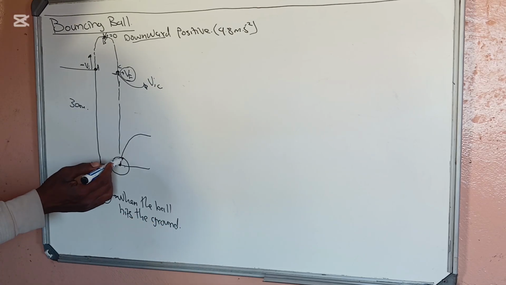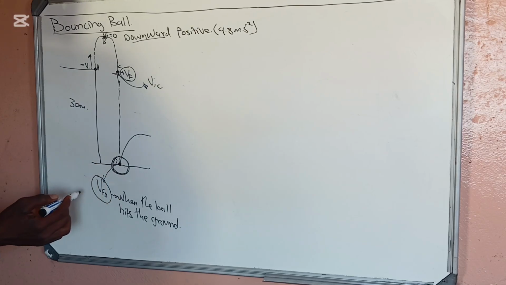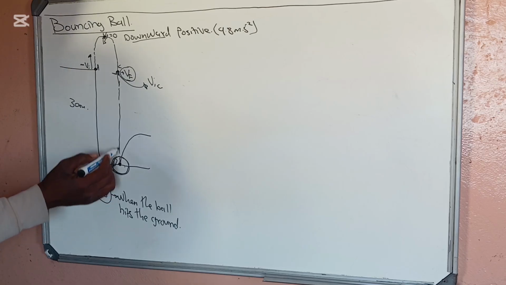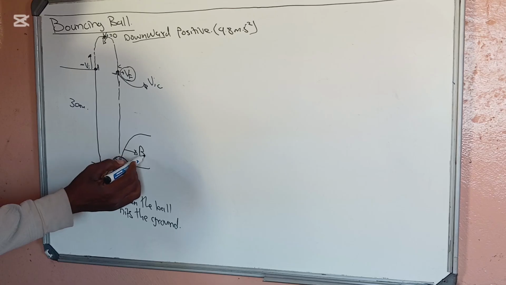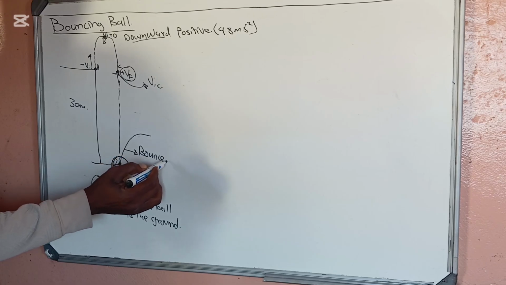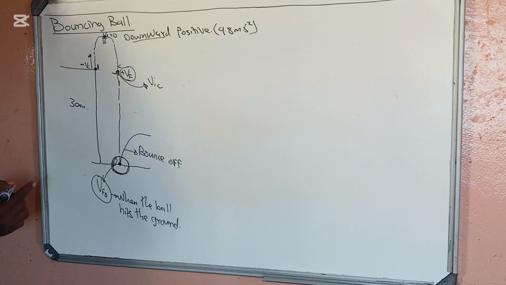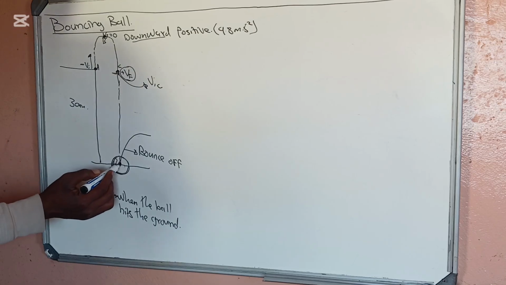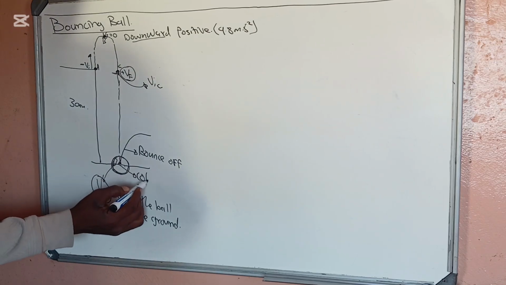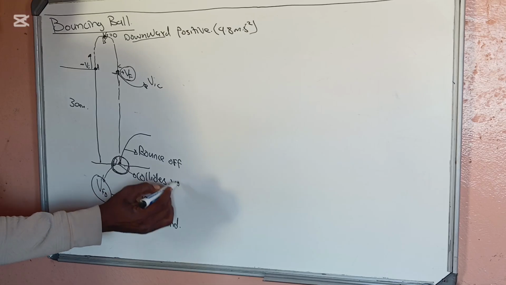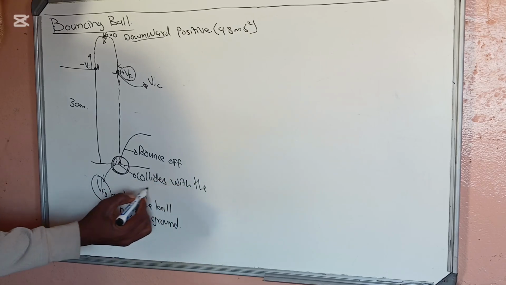Now, what happens here? The ball now changes direction. The ball hits the ground and bounces off of the ground. Now, how will the change in momentum of this ball be? Here the ball collides with the ground.